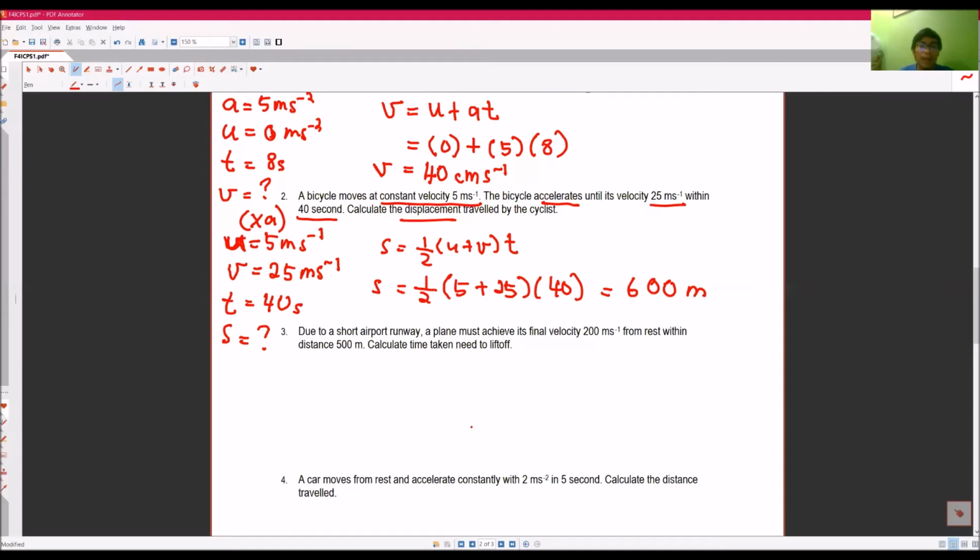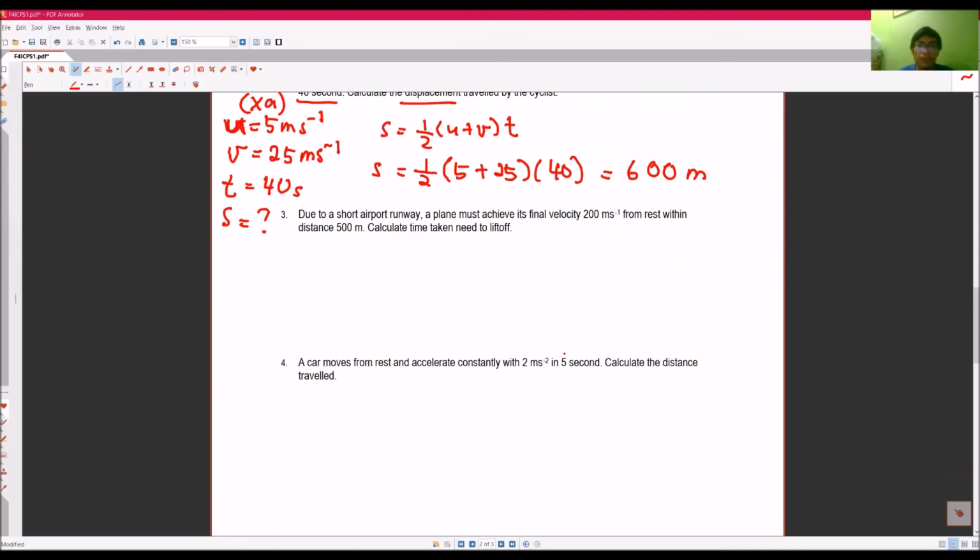Number 3. Due to a short airport runway, a plane must achieve its final velocity v. This is stated clearly, the final velocity, symbol v, 200 ms-1, from rest. That means the initial velocity is 0, within a distance of 500 meters. The distance is also the same as displacement in this case. Calculate the time taken t.